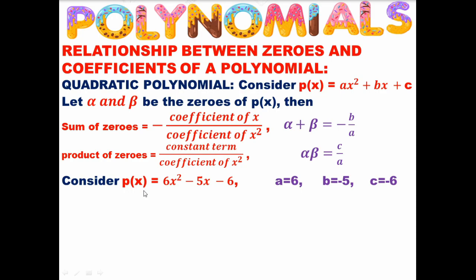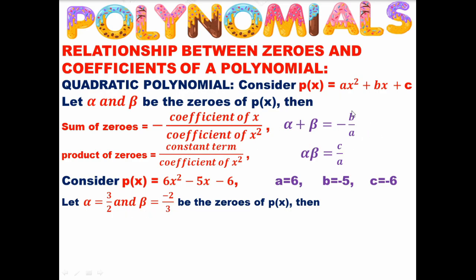Of course, a quadratic polynomial p of x equals 6x square minus 5x minus 6. Now comparing it with ax square plus bx plus c, I get a equal 6, b equal minus 5 and c equal minus 6. And just now we have found the zeros of this polynomial, alpha equal 3 by 2 and beta equal minus 2 by 3, by the splitting method. So let me take those zeros as alpha and beta.